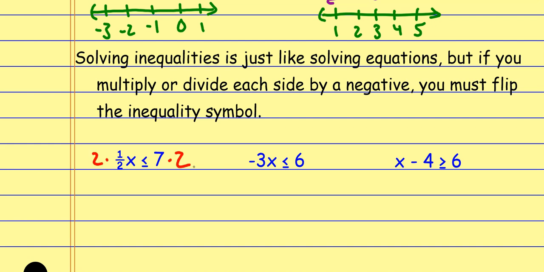Whatever I do to one side, I have to do to the other side. And so over here, it leaves me with an x. Over here, it leaves me with a 14. And now I just copy that inequality sign down the same way that it was. The only time I'll change that is if I multiply or divide by a negative, which I didn't. So it was a less than or equal to condition. I'm going to leave it as a less than or equal to.